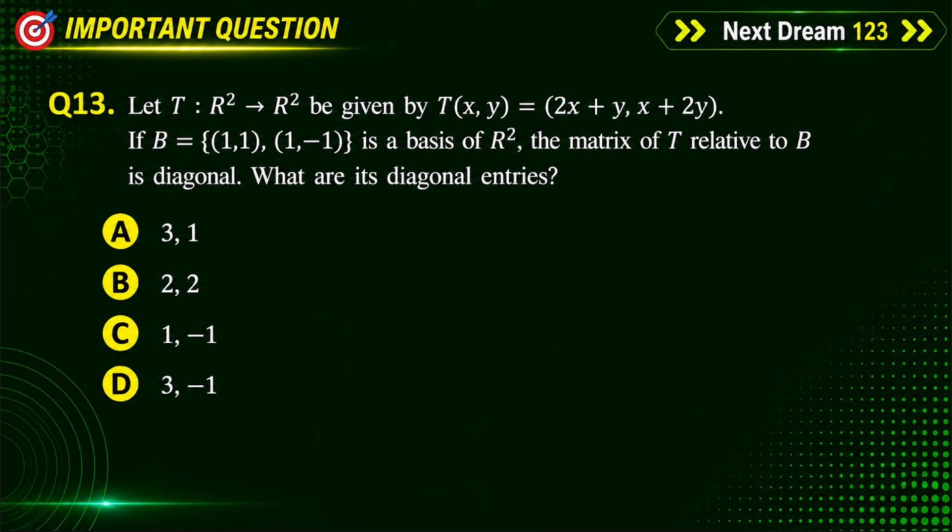Question number 13. Let T be a mapping from R square to R square, meaning R2 to R2, given by T(x, y) = (2x + y, x + 2y). If B = {(1, 1), (1, -1)} is the basis of R square, the matrix of T relative to B is diagonal. What are its diagonal entries? They gave 4 options. Let's find the diagonal entries.